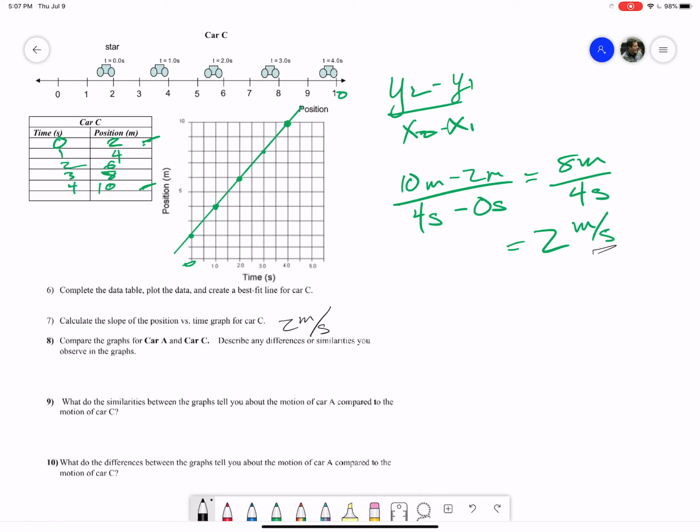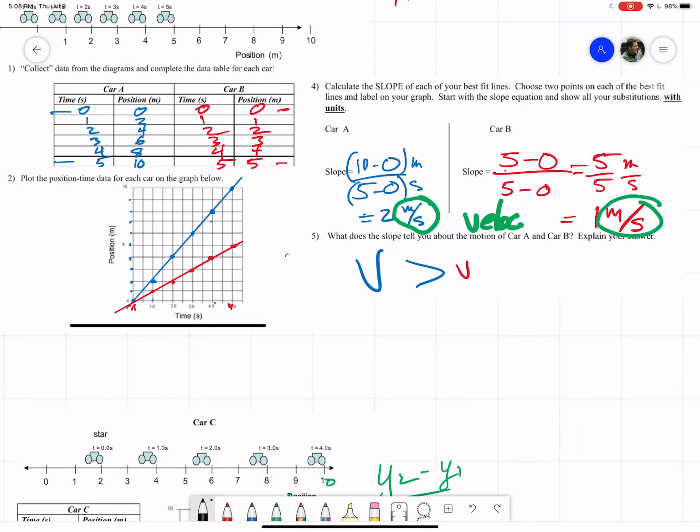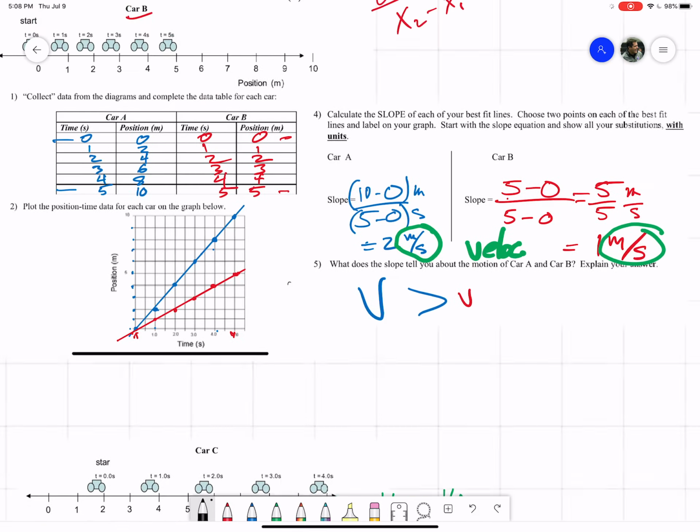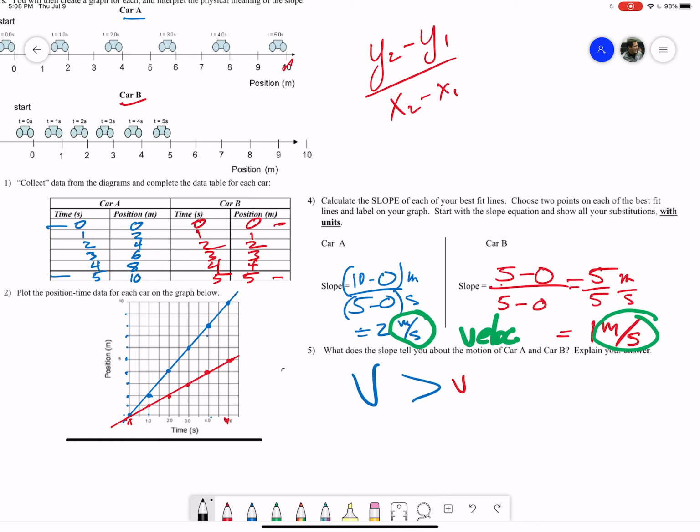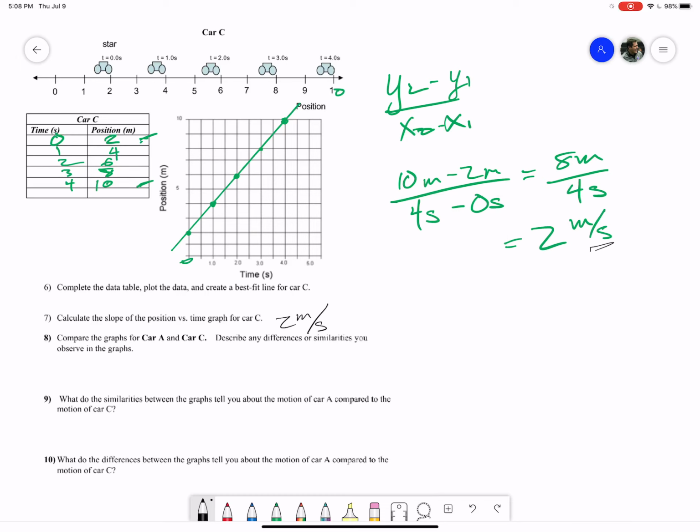All right, so now we want to compare the graphs for car A and car C. So I'm going to just scroll up here for a second. Car A. Here's our car A. We still have this graph. It starts lower, but look at our slope. Our slope is 2 meters per second. Car C is also 2 meters per second. So we could say that the slopes are the same.